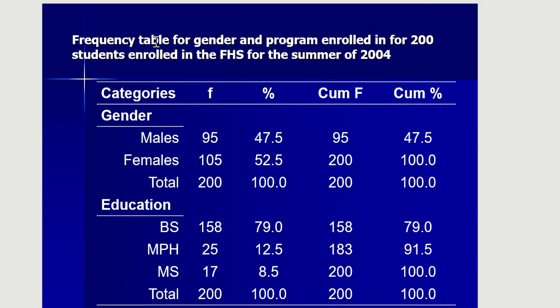Notice the title, frequency table for gender and program enrolled in for 200 students enrolled in the Faculty of Health Science for the summer of 2004. So by reading the title, you can figure out everything about this data.